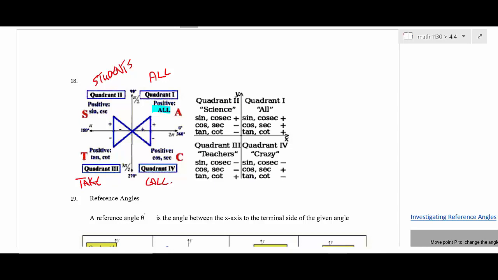How about All Science Teachers Crazy? Okay, you can do that. Another one that students told me was this. I got a kick out of this one. I got this one several semesters ago. How did that go? All Strippers Take Cash. Someone told me that one time.